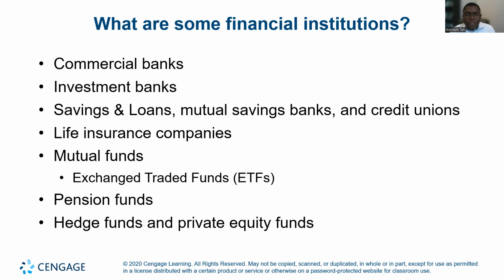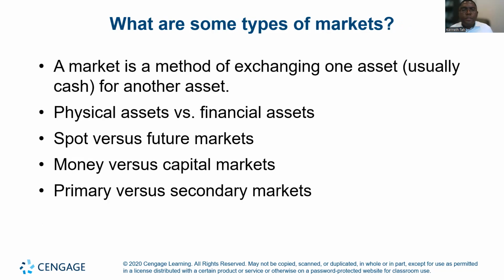We have what we call savings and loans, financial institutions that are chiefly there for mortgage loans. These are examples of financial institutions: savings and loans, mutual savings banks, credit unions. Then we have life insurance companies. We have mutual funds and exchange traded funds. We have pension funds, hedge funds, and private equity funds. So these are all financial institutions.